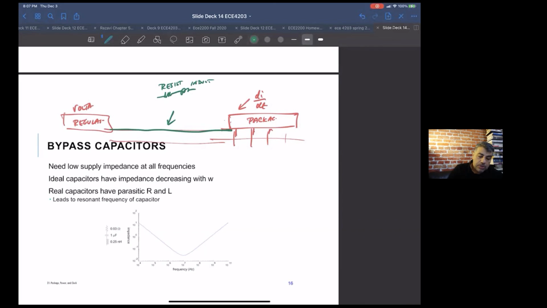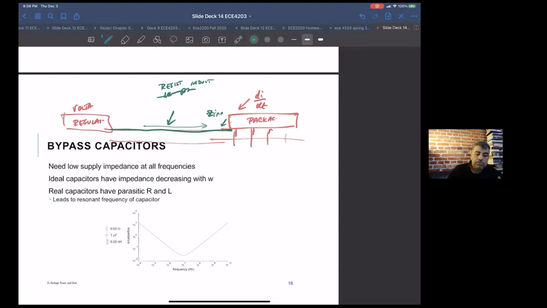So what happens? Every time there's a change in the current, or depending on whether it's the change in current or just a DC current value, I end up having a big impedance here effectively to this point. So I'll lose a bunch of my power supply.